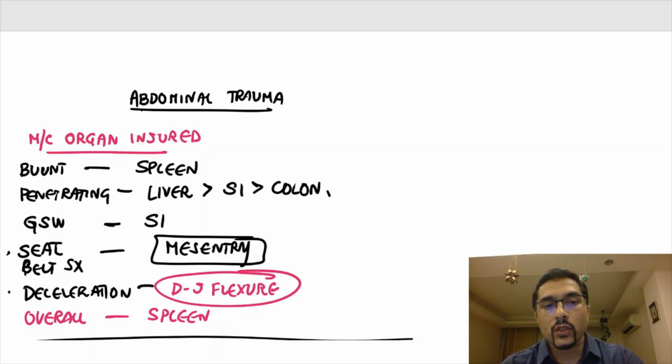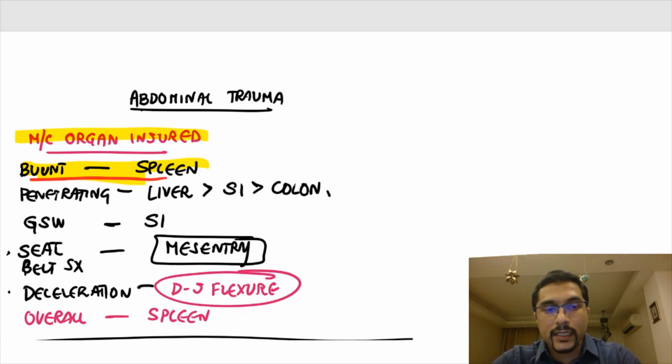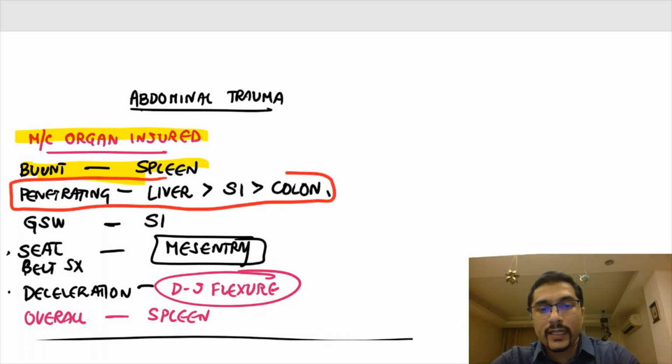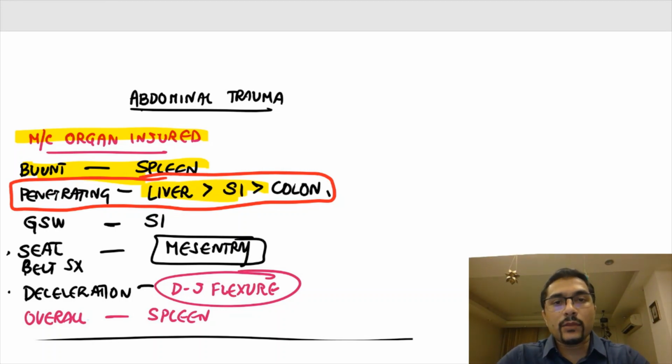The most common organ injured in blunt abdominal trauma is spleen. Penetrating has changed, and please remember this. Penetrating liver is more common than small intestine. GSW is gunshot wound. Gunshot wound to the abdomen. The most common organ injured is the small intestine.